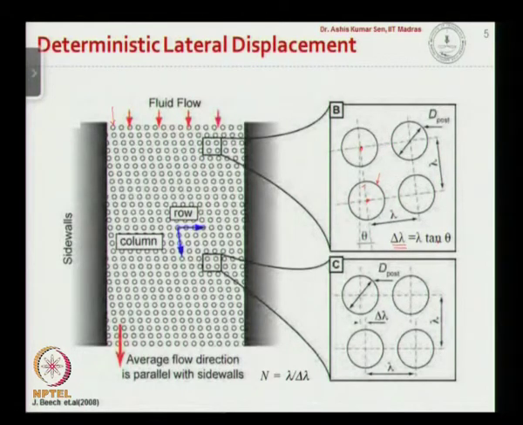Okay. Now the first row is going to be repeated after the nth row. So the n plus 1th row and the first row, they have the same position, but each subsequent row is displaced by delta lambda. Okay. So that is the arrangement, that is the geometry.